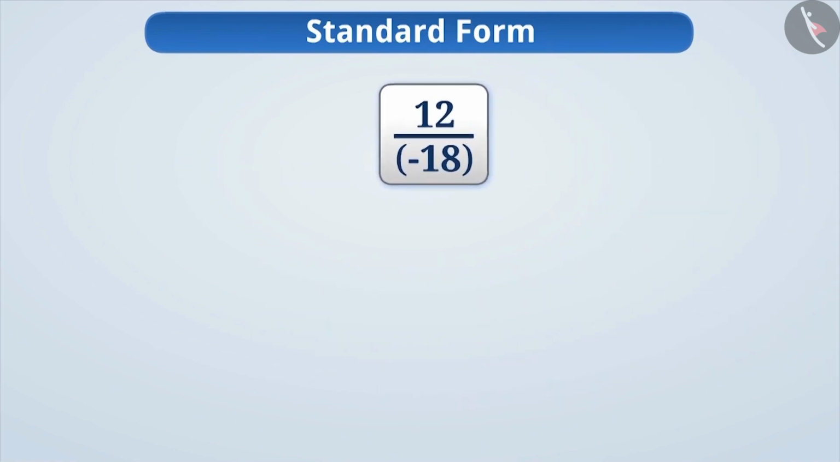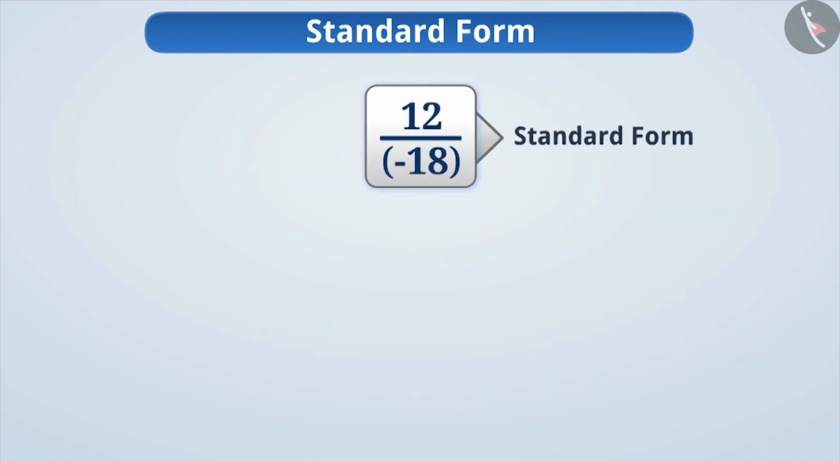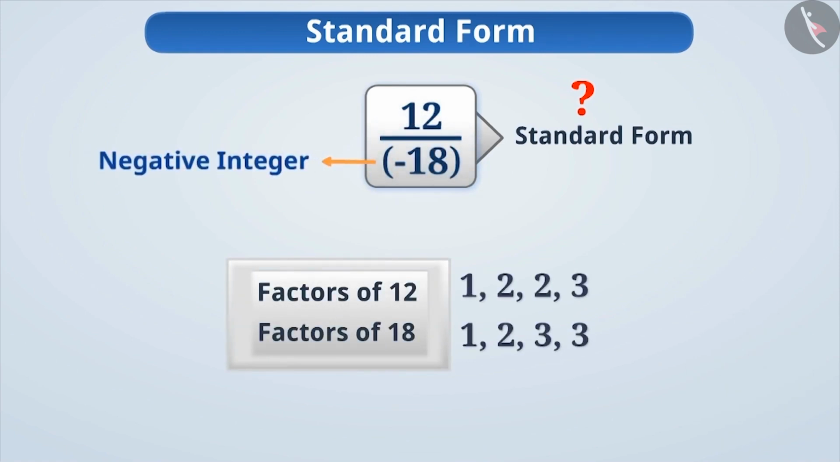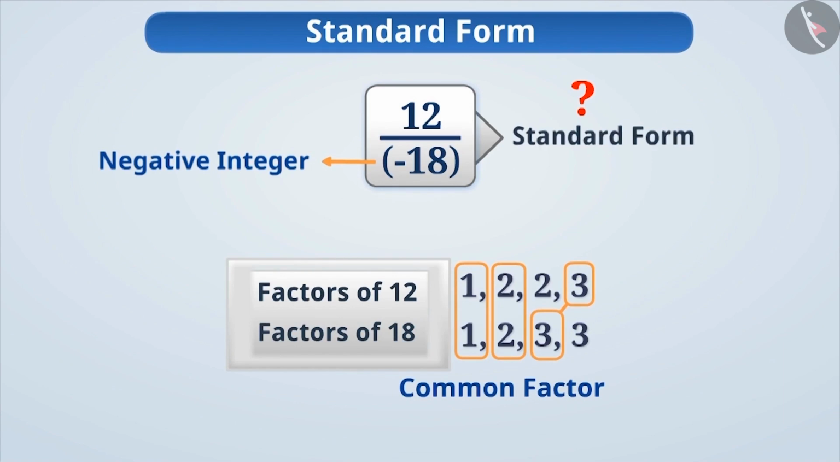Can you tell whether the second rational number is also in its standard form? Think. Absolutely right. The denominator of this number is not positive and the numerator and denominator have common factors 1 as well as 2 and 3. Therefore, 12 by minus 18 is not in its standard form.